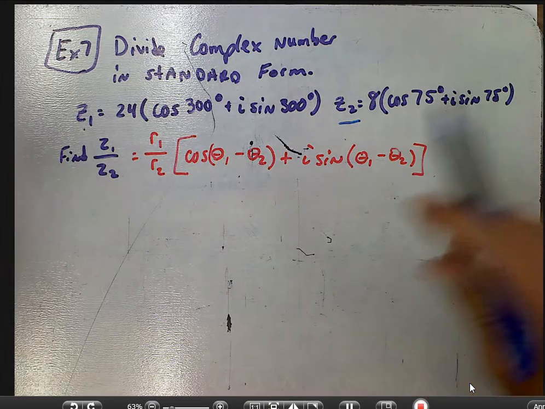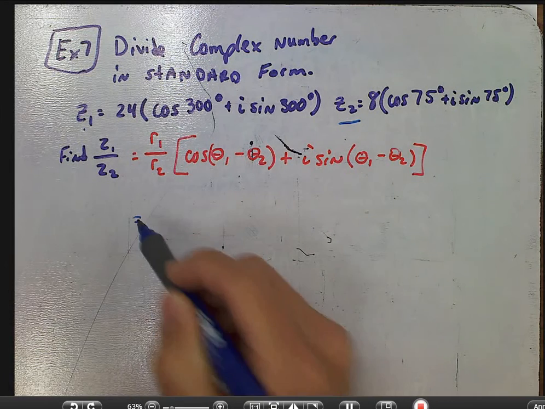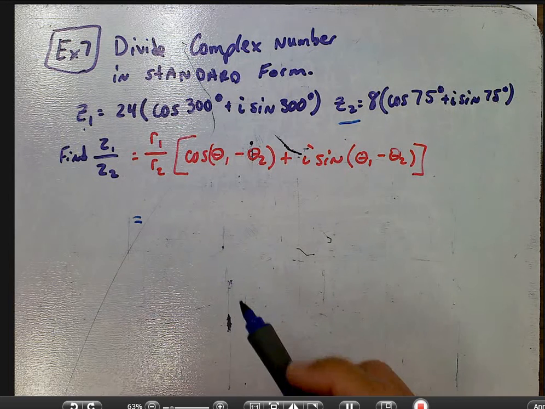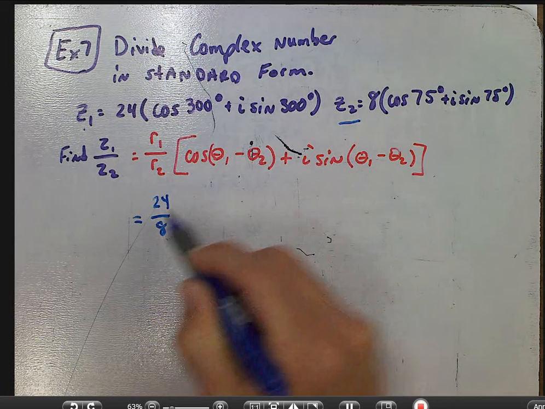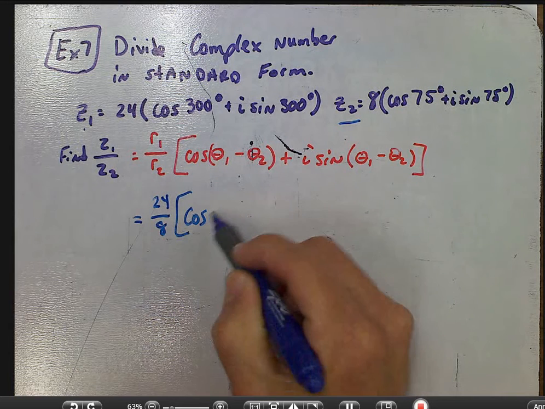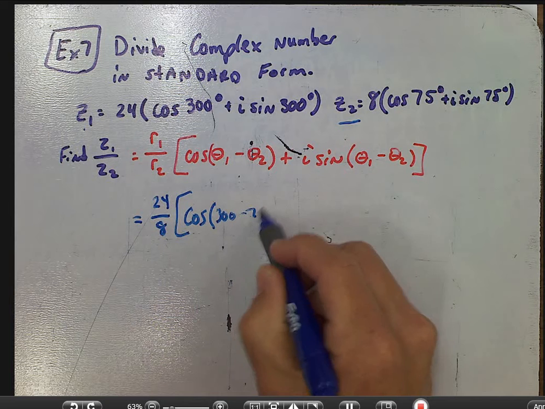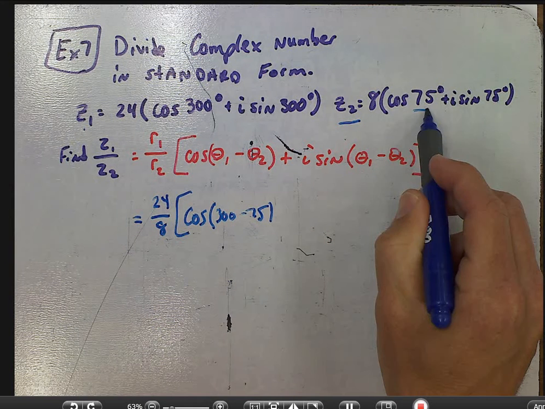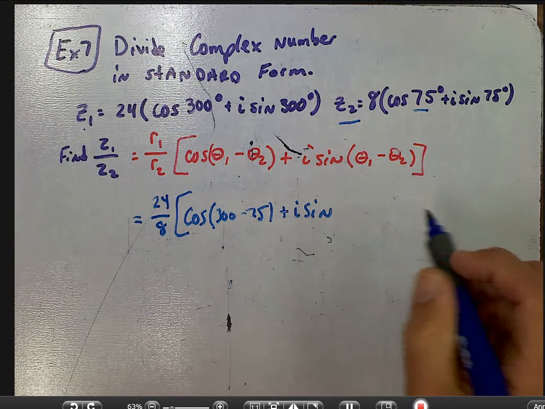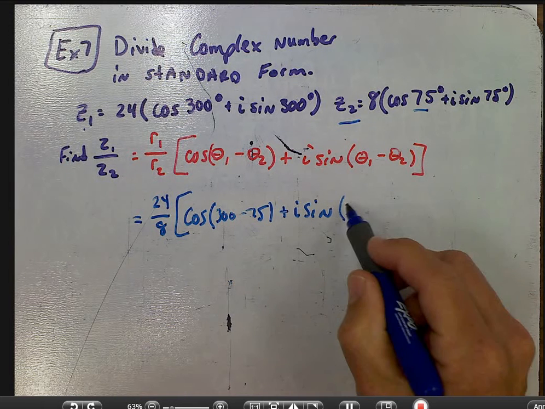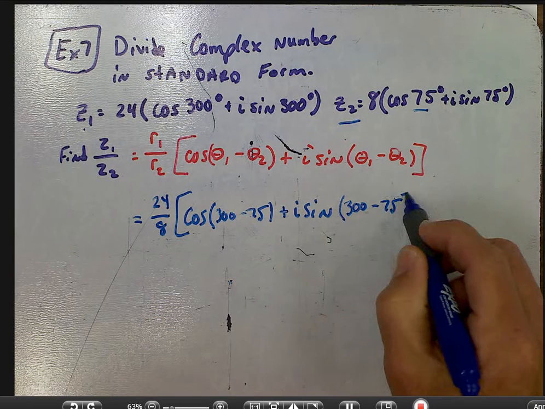Seems kind of complicated, but it's really not that hard. So all I do is just plug the numbers in where they go. So r1 is 24, r2 is 8. Then it's the cosine of the first theta, 300, and then minus 75 from theta 2, plus I sine of theta 1, 300, minus theta 2, 75.